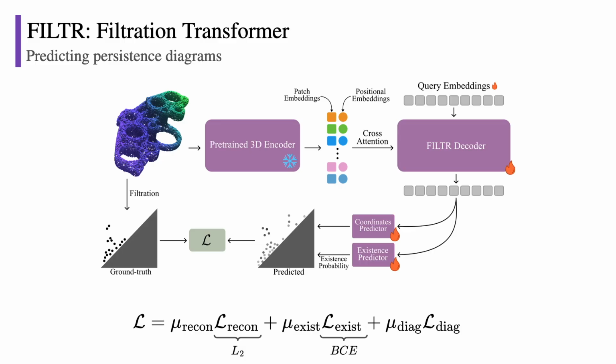To train FILTR, we use a custom set prediction loss. The loss consists of three main components. This balances a reconstruction loss via Hungarian matching, a binary cross-entropy loss for the existence of pairs, and a diagonal regularizer that pushes unmatched predictions safely to the diagonal.